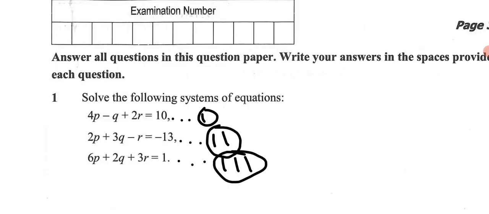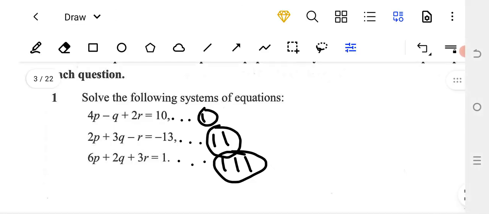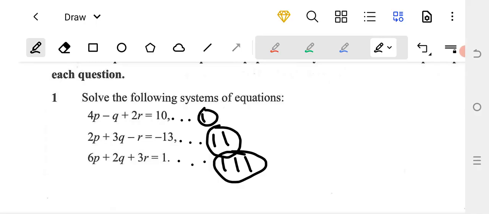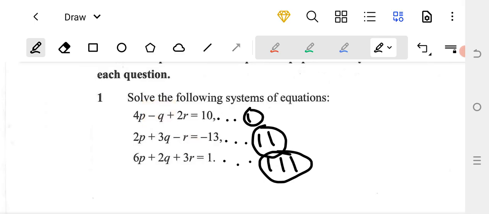Then they say solve the following systems of equations. Now, I am going to use a substitution method. What is a substitution method? I'm either going to make the Q or the R subject of the formula. Why am I doing this? Because the P, as you can see, can be difficult to make subject of the formula in any of the equations.